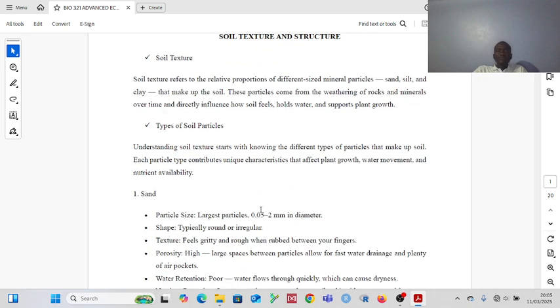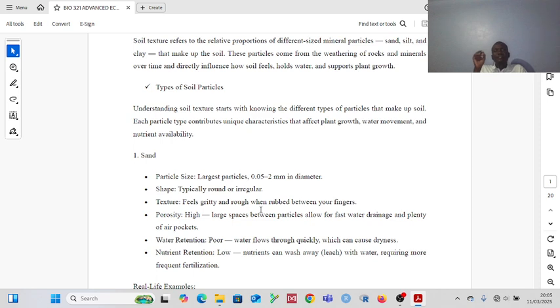So we've seen that soil texture is about the size of the different particles. So what are these different types of soil particles? The first type is sand. In terms of size, sand ranges from about 0.05 millimeters to about 2 millimeters in diameter. They typically are round or irregular in shape.